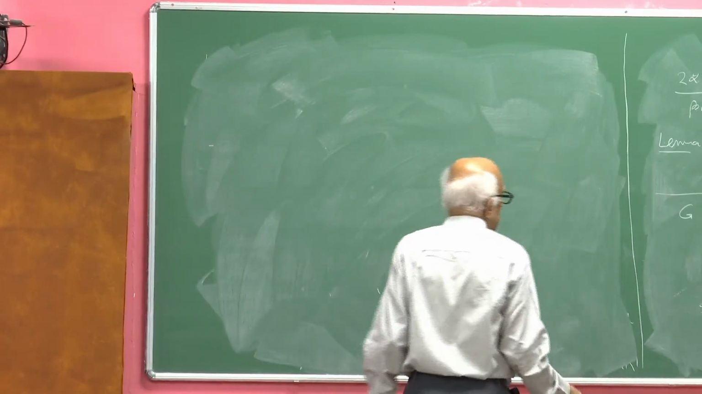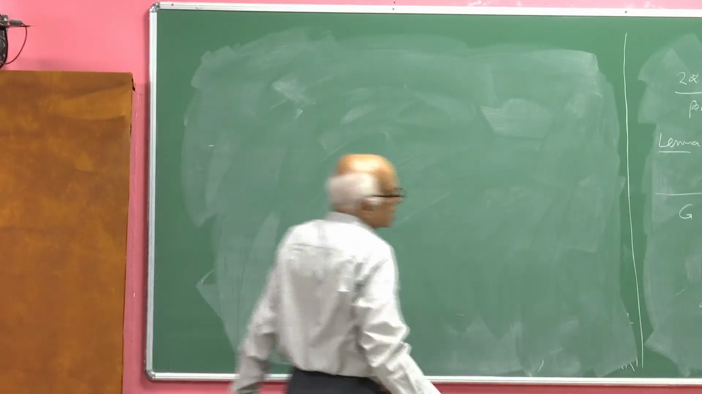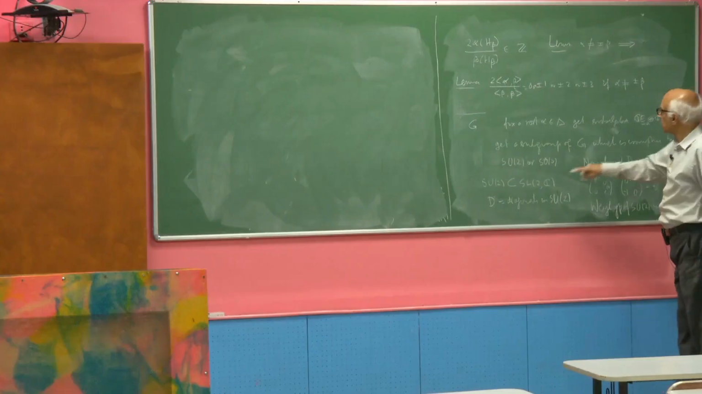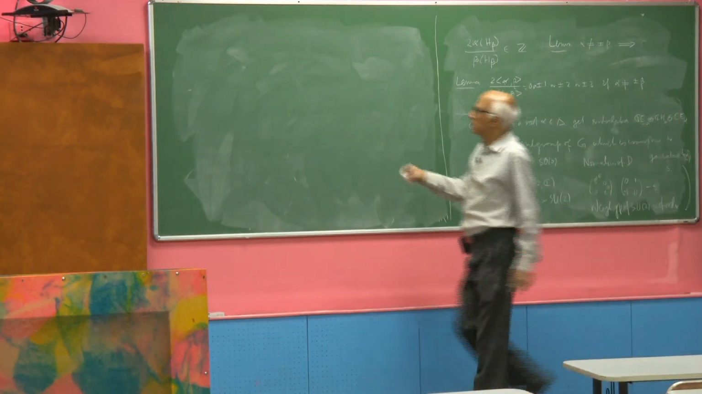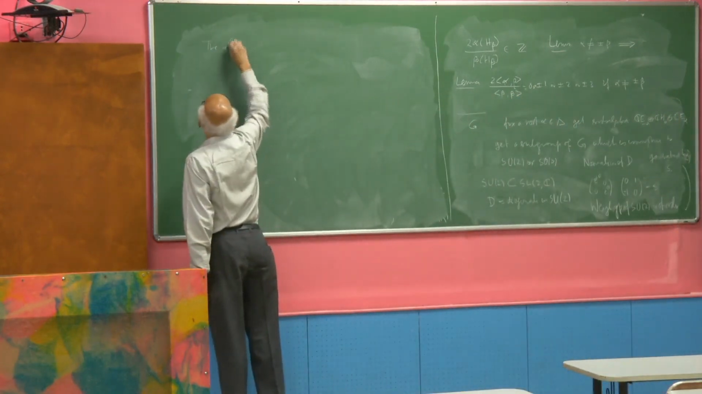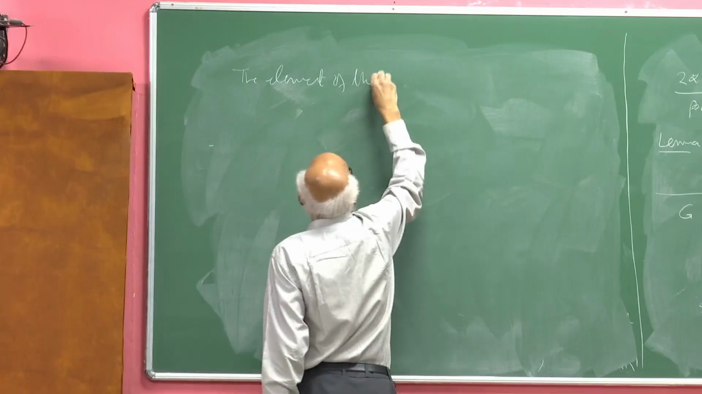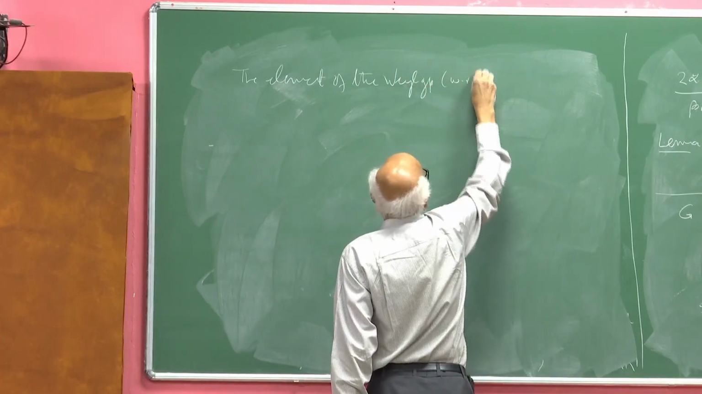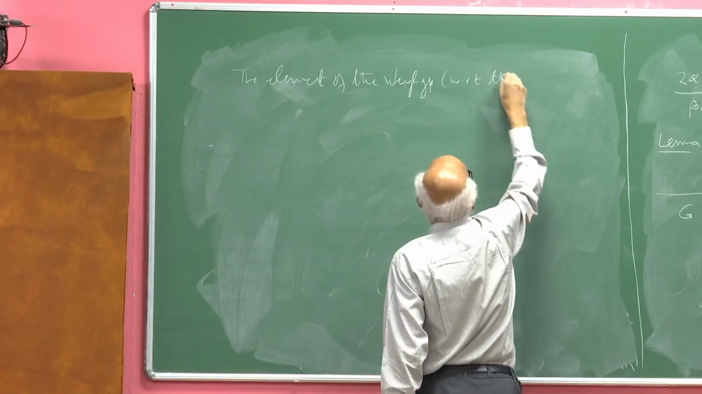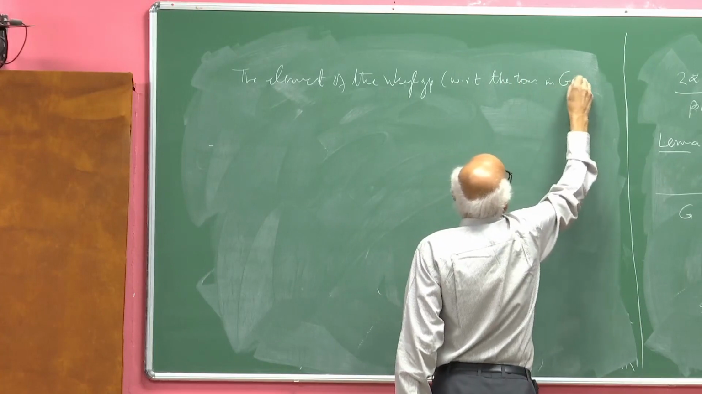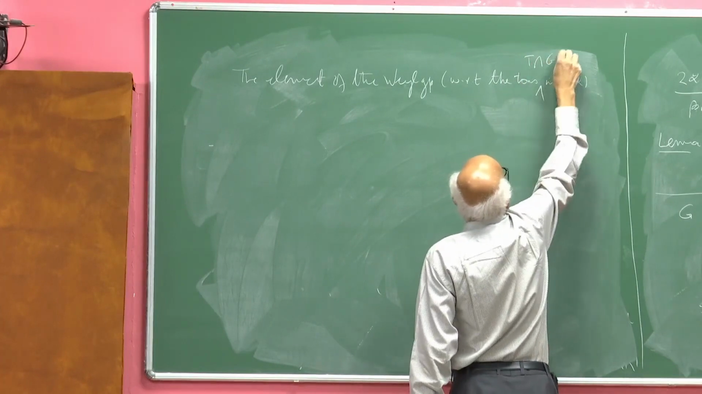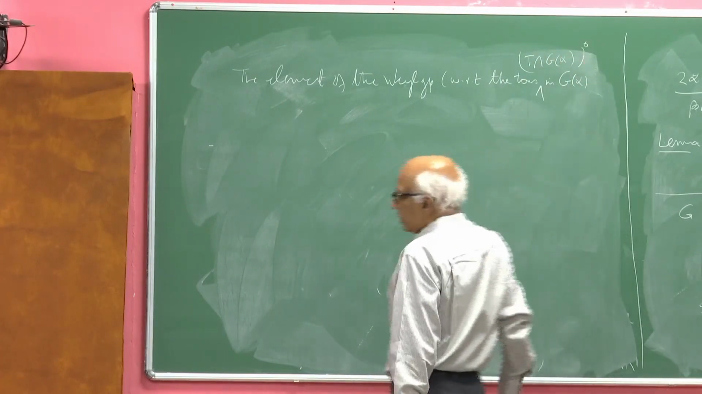Now, I will call the element not W but S. And if I am working with this particular SU2 corresponding to the root alpha, the element of the Weyl group with respect to the torus in G alpha, which is like T intersection the connected component of G alpha.